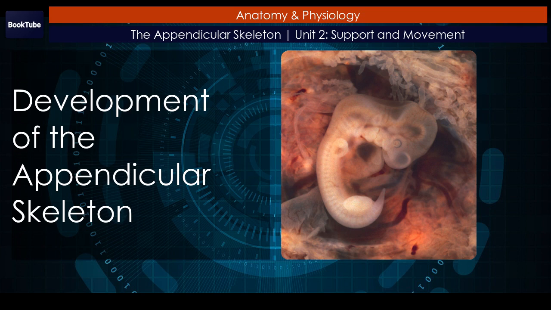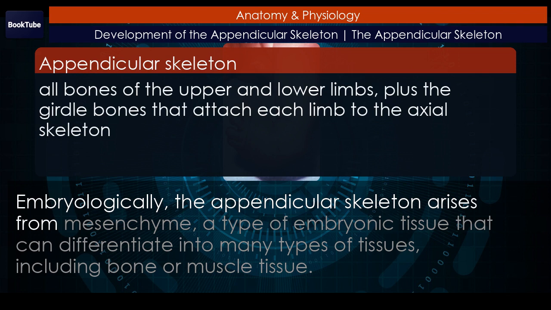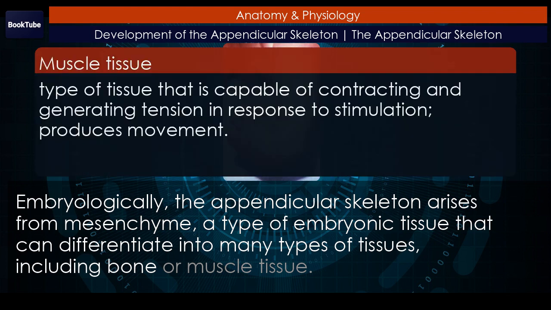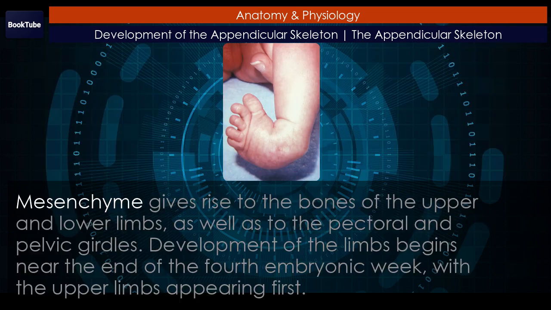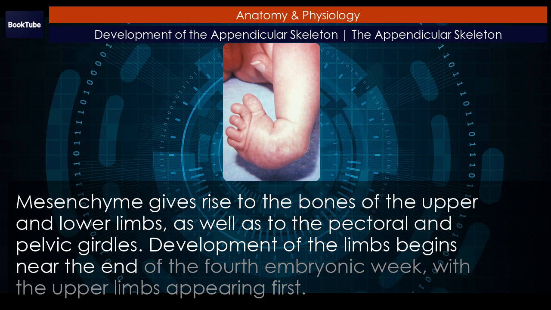Development of the appendicular skeleton. Embryologically, the appendicular skeleton arises from mesenchyme, a type of embryonic tissue that can differentiate into many types of tissues, including bone or muscle tissue. Mesenchyme gives rise to the bones of the upper and lower limbs, as well as to the pectoral and pelvic girdles. Development of the limbs begins near the end of the fourth embryonic week, with the upper limbs appearing first.